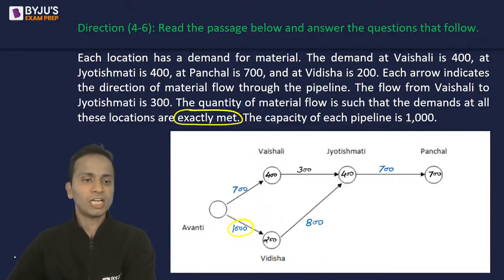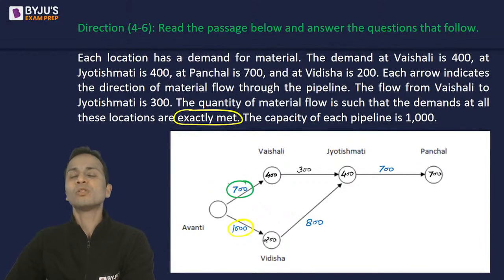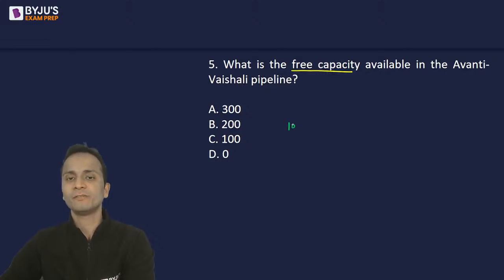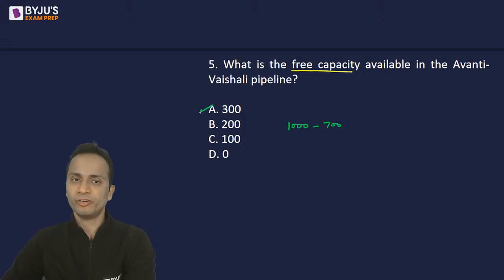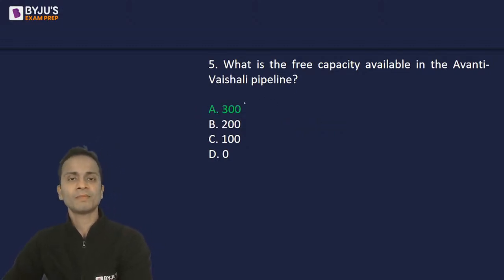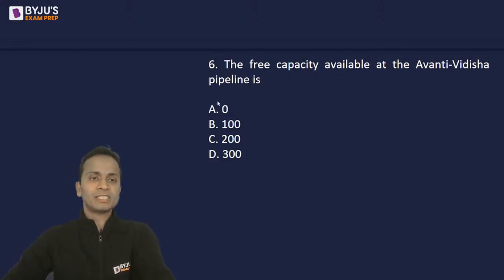So Avanti Vaishali pipeline, the flow is 700 as you can see here, right? So the free capacity is 1000 minus 700 and that should be 300. So option A is the correct answer for this, right? Now the last question, question number 6.